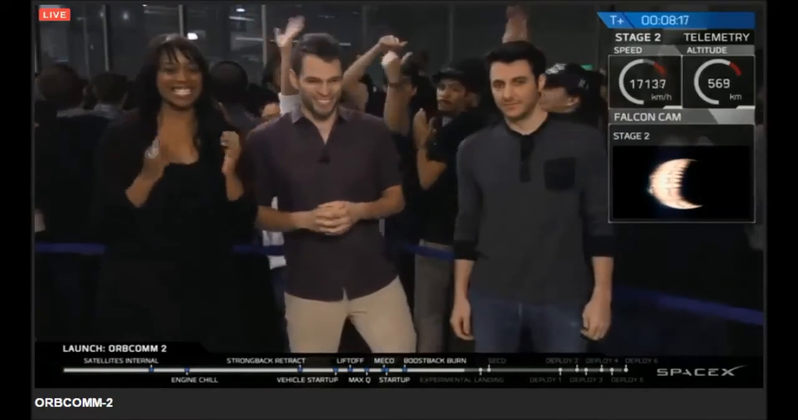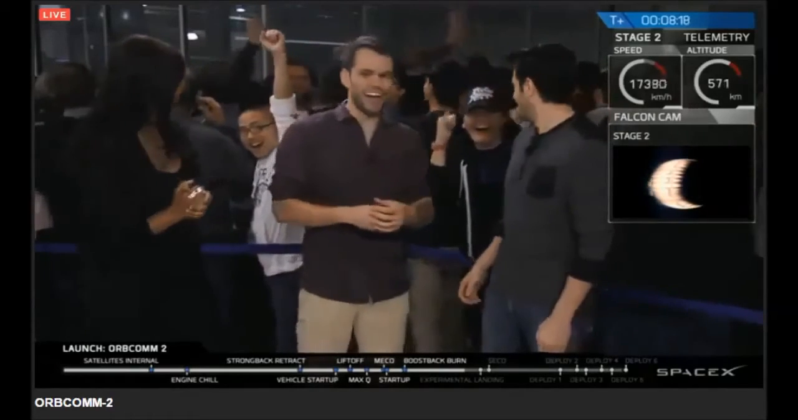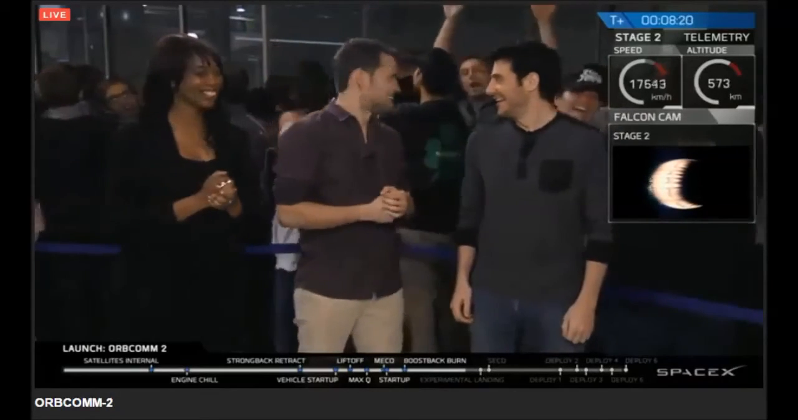For the first stage, you heard about the first boost back burn. Coming up very shortly is the entry burn, and then hopefully the landing burn. And you hear the cheering in the background. The first stage is on its way. Everyone's super excited out here. That burn's going to last about, and then we throttle down as we get closer and closer to the landing pad.